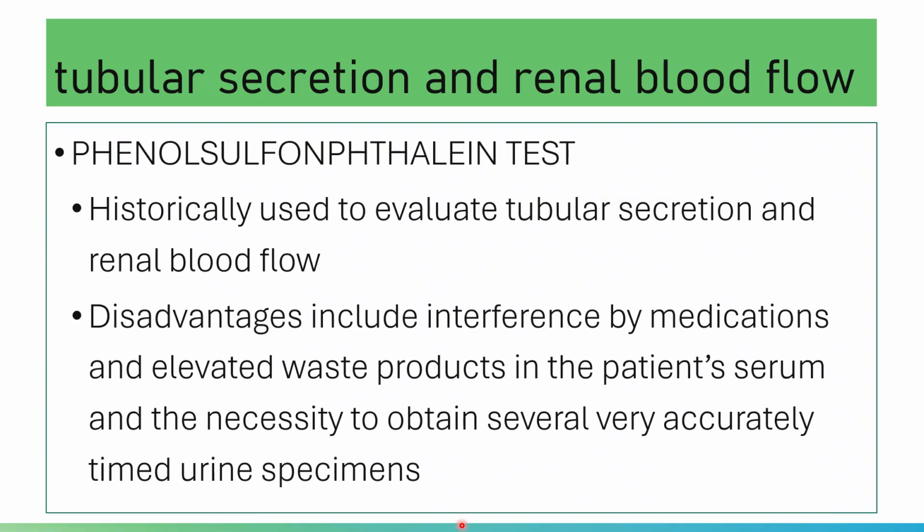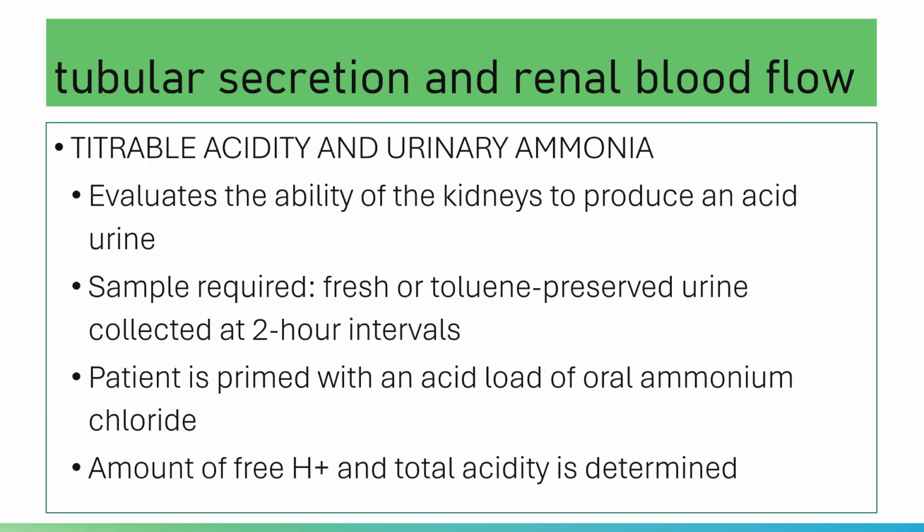Then you have your phenolsulfonphthalein test. It is used to evaluate tubular secretion and renal blood flow. The problems include interference by medications and elevated waste products in the patient's serum, and the necessity to obtain several very accurately timed samples. Historically it was used, but it is not utilized now.